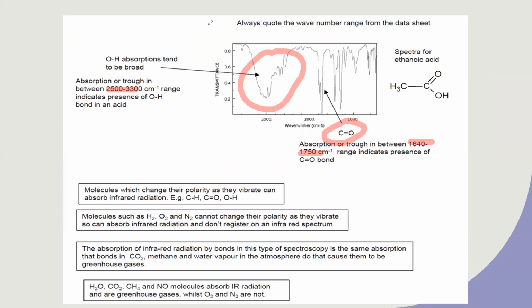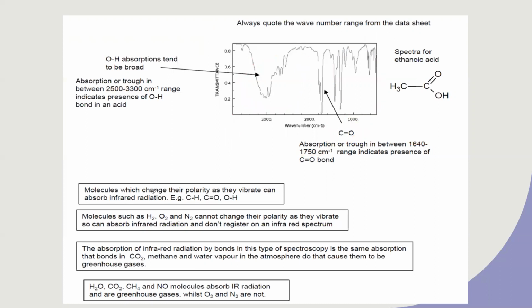And keep one thing in mind, this order started with 4000, then 3000, then 2000, and this region around 1500 is known as the fingerprint region. So using a range of the wave number, you should be able to identify the type of the bond, and using the type of the bond, you should be able to predict the functional group present in the organic compound.